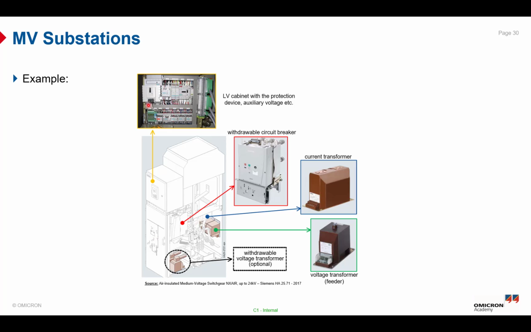We have also the low voltage cabinet, which has the protection relays, the auxiliary relays, miniature circuit breakers and auxiliary devices. We have also the current transformer, as you can see, and we have a withdrawable voltage transformer in the medium voltage outgoing feeder. So this example of the medium voltage substation is an air insulated medium voltage switchgear, Siemens medium voltage switchgear, which can be used up to 24 kV.